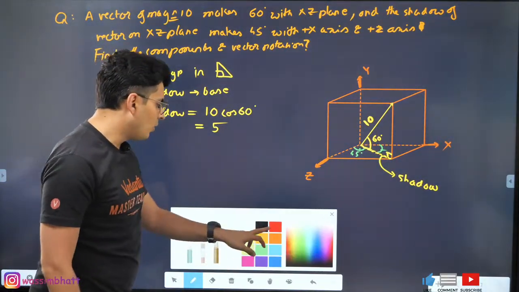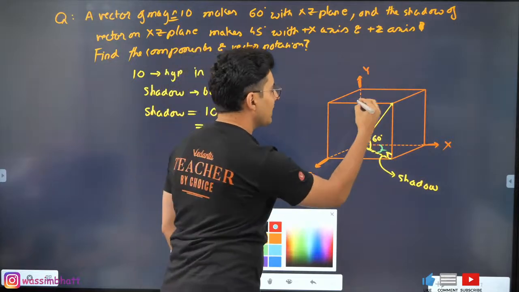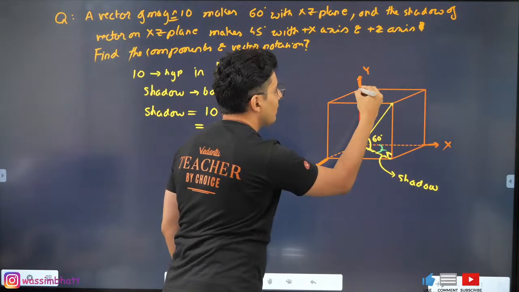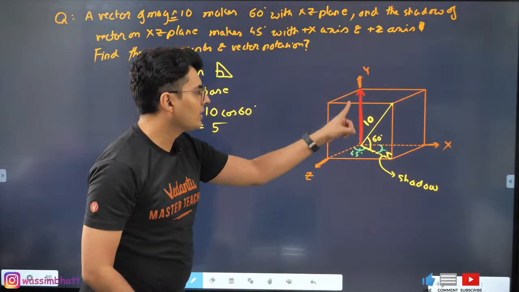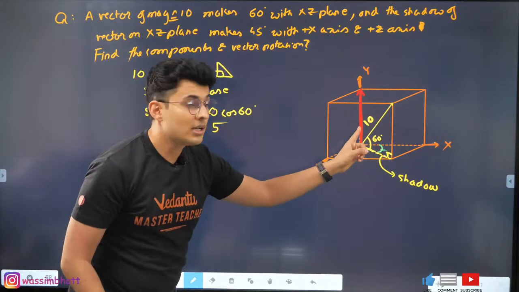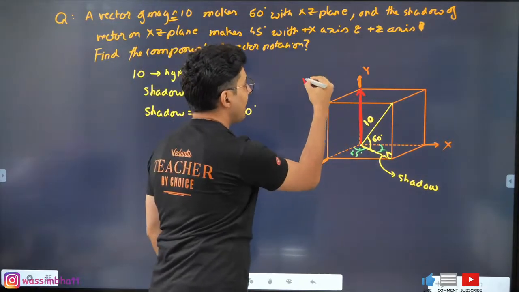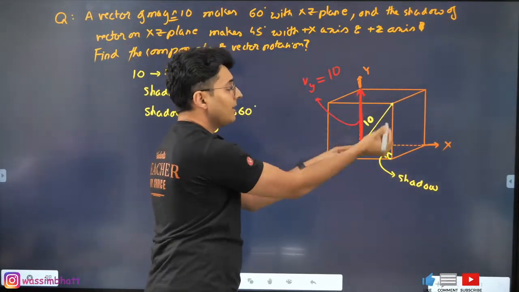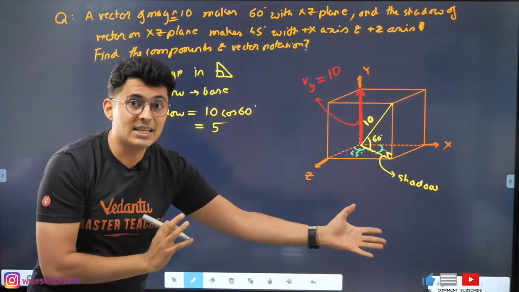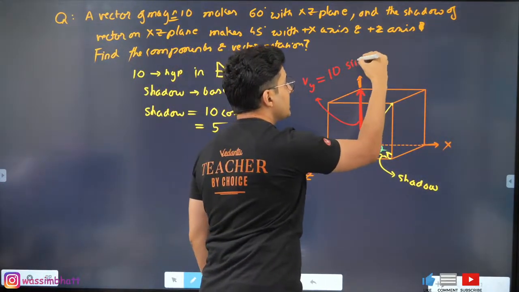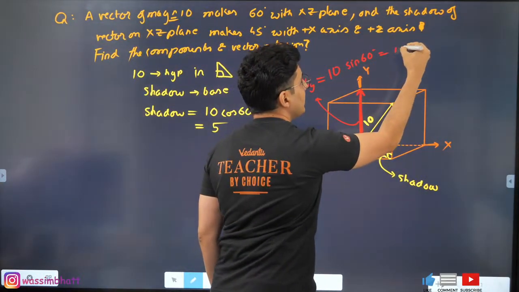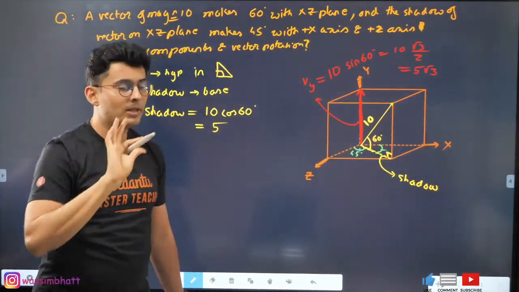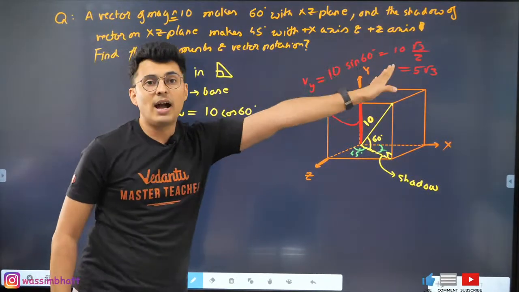Perfect. Now I want your focus completely over here. This line will give you the y component. It is far away, so the vector's y component will be 10 sin 60, since far means sine. So this will be 10 root 3 by 2, which is 5 root 3. Everybody with me on this? So the y component is 5 root 3.